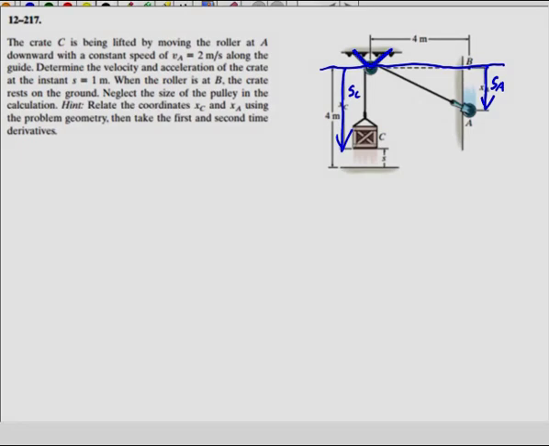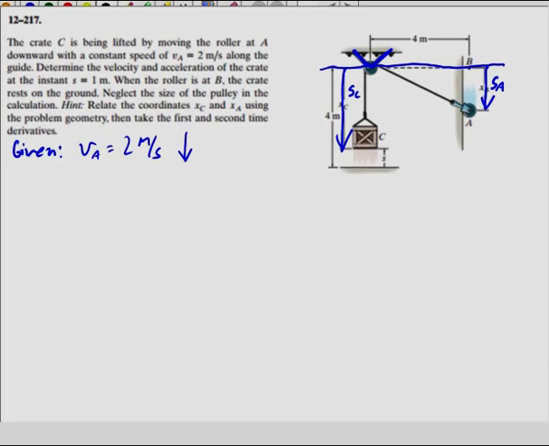So once I have that set up, I'm going to write down my givens. Crate C is being lifted by a moving roller A down with a constant speed of VA. So the velocity of A is equal to 2 meters per second moving downwards. In that case, it's going to be positive because you notice the arrow that I just drew moving downwards matches up with the arrow of my SA pointing downwards. So it's going to be a positive velocity.